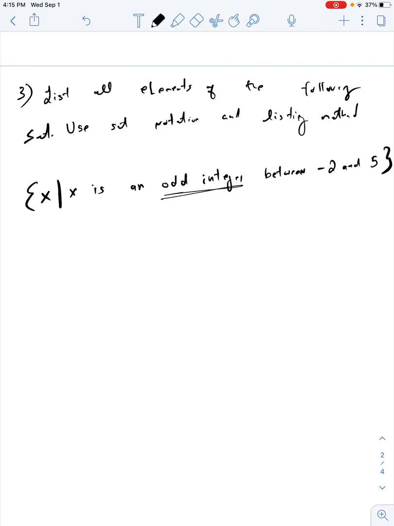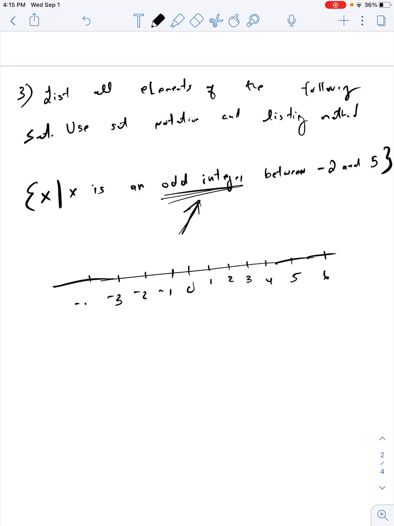So now we're just looking for the odd integers, the odd ones. What are the odd integers? Remember, integers are negative and positive numbers, and also include 0. So integers are like 0, 1, 2, 3, 4, 5, 6, and on the other end, -1, -2, -3, -4, -5, -6. But we only want the odd ones between these two numbers. It does not say includes.